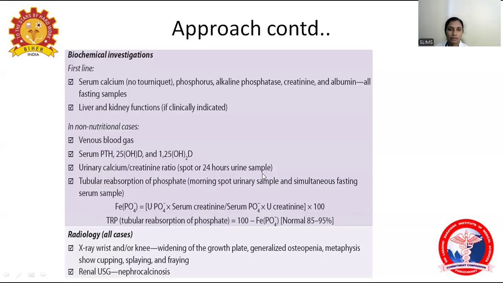Besides the blood and urine sampling, radiology is also done for all cases. Depending on the age, you will take an X-ray of the wrist or knee. You look for widening of the growth plate, generalized osteopenia, and the metaphyseal area showing cupping, splaying, and fraying, because metaphyseal growth is never getting over. There's no acidification happening, so mineralization does not occur. So the growth plate keeps on widening, widening, widening. That's why you get this wrist widening. And finally, it leads to cupping, splaying, and fraying. And renal ultrasound shows nephrocalcinosis.